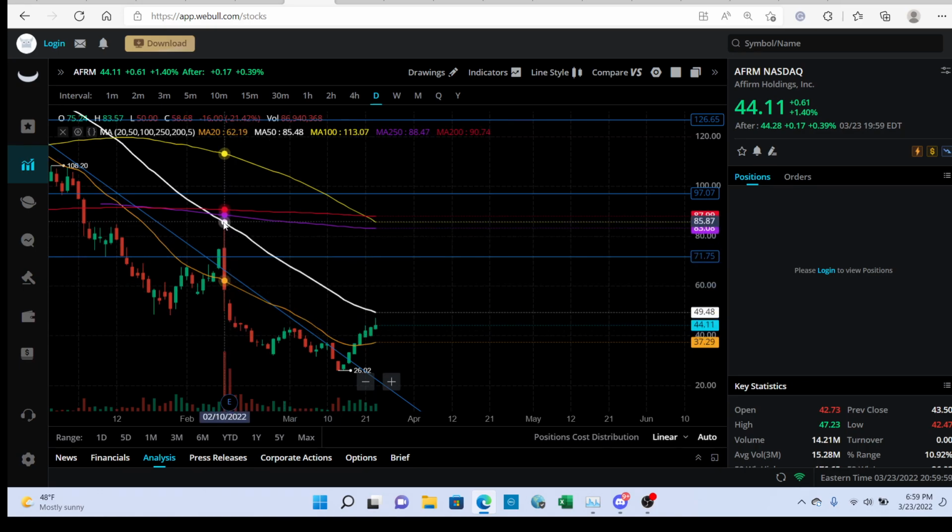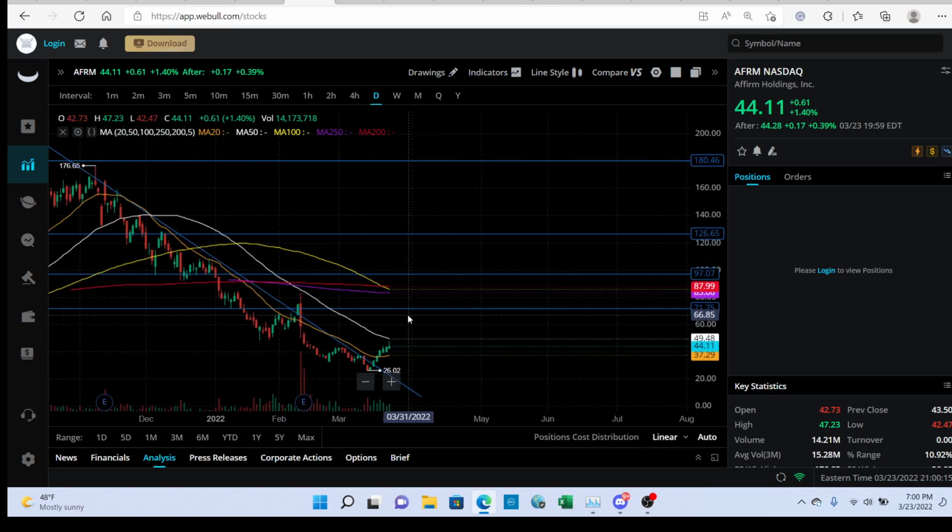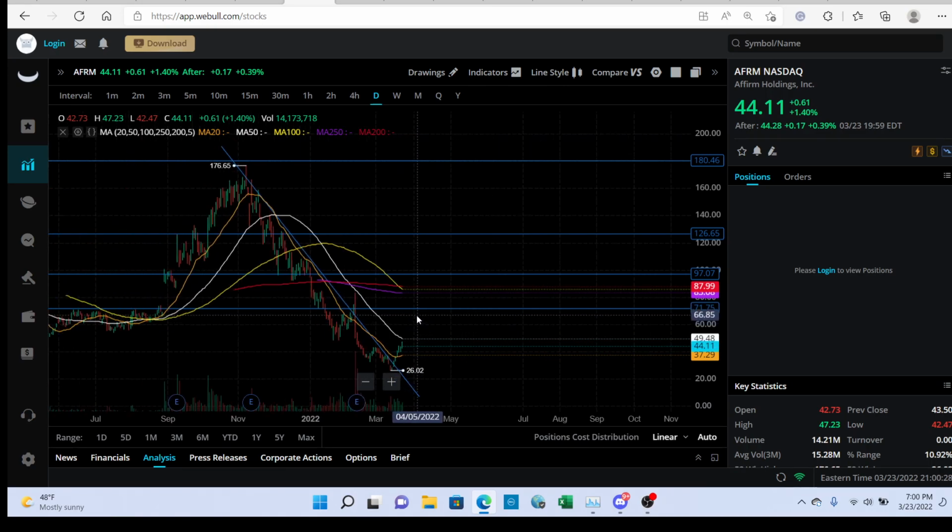Now look what happened back here. So this was a pretty clear rejection of that 50-day. It didn't quite get up there, but it got pretty darn close. Now that could happen again here if we try to get up at 49.48. So definitely do be careful. If you're buying AFRM, I would think that it's a little bit safer if we could get above this 50-day and then we see a back test and a rip higher. So that would be a good sign.